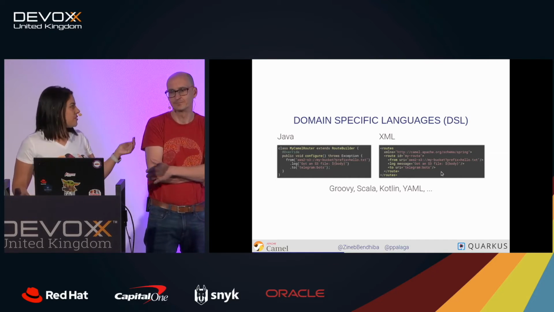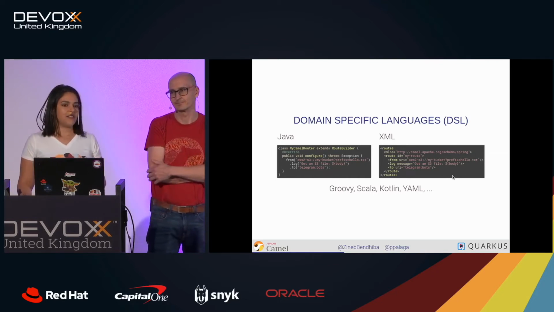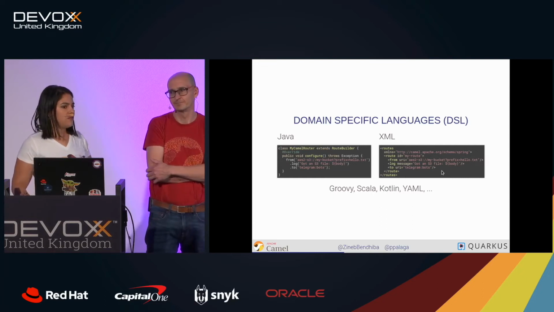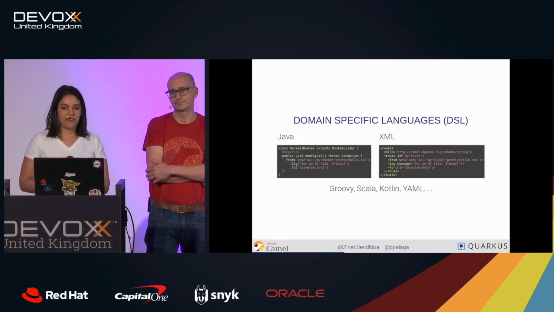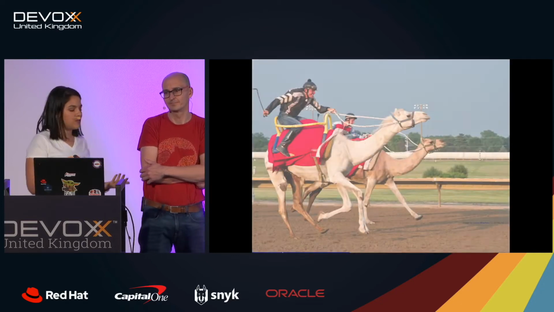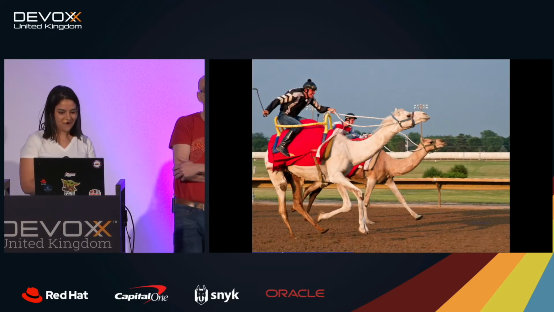What we wanted to showcase here is that from Java to XML, the keywords are the same. So if you are using YAML or Groovy or Scala, you're going to have the same keywords, and it is very intuitive, and this is all we need to do for this route. Now let's speak about running Camel.